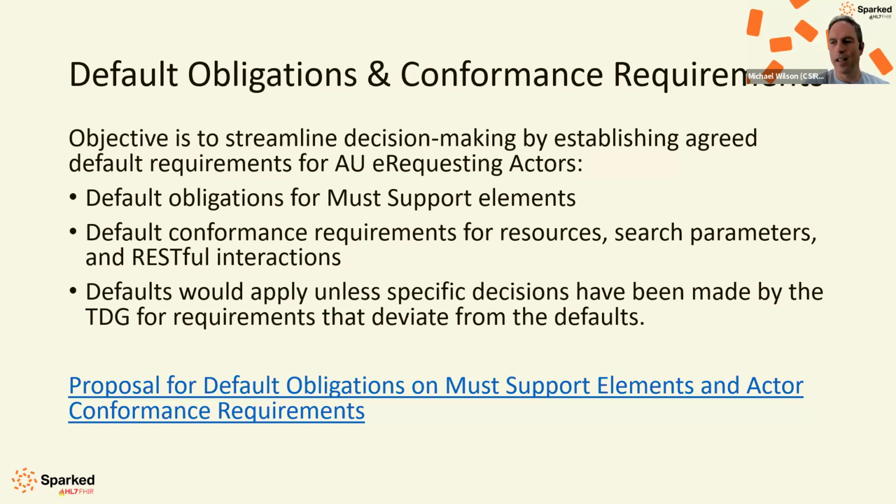So we're looking here at providing a set of defaults so we don't have to explicitly go through them in every single decision on something new that we want to add to the eRequesting IG. This would enable us to make a proposal and say, with the default obligations and conformance requirements, and then all of those would apply. But it doesn't mean that we can't deviate. Where we want to deviate, we'll make it part of the decision, or the proposal would say the same as the defaults except for this exception, because we want to change this thing as it doesn't align with the defaults.